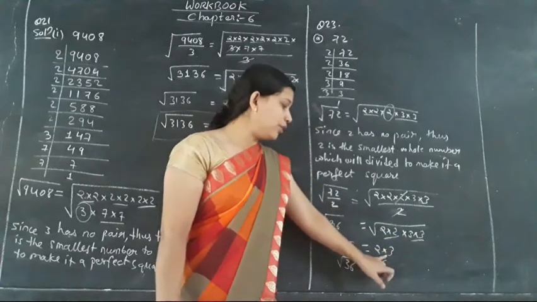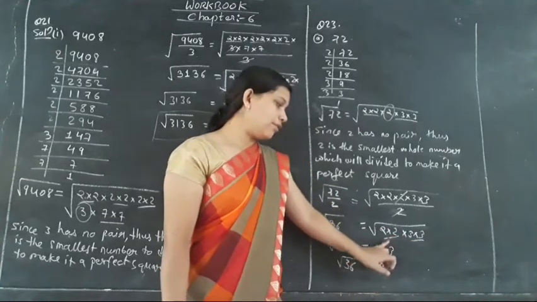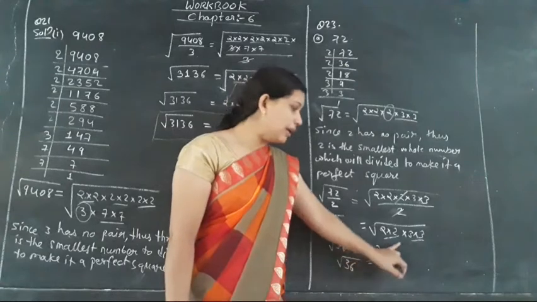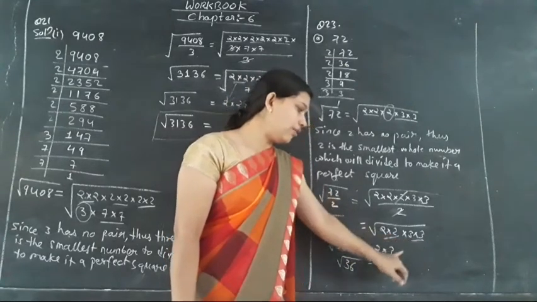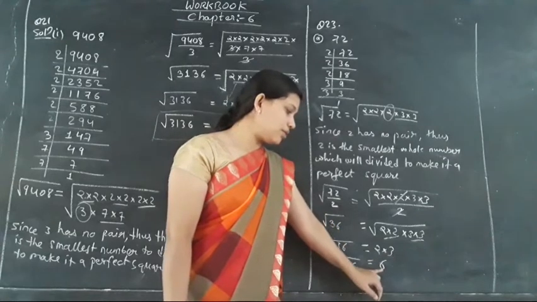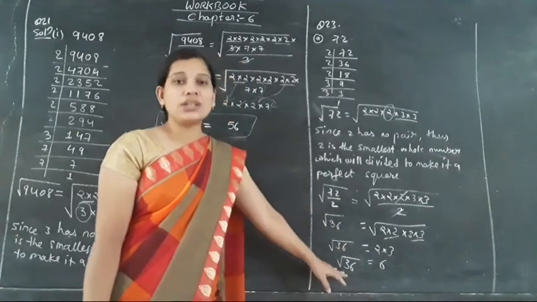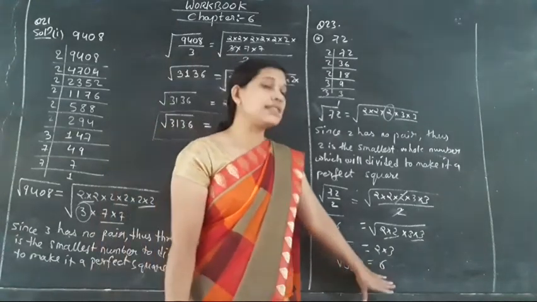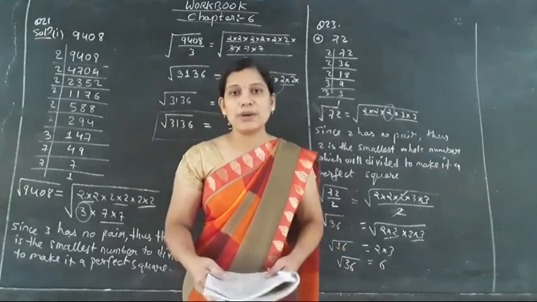So one of the 2s from the pair will come outside. Here also, among the pair of 3s, one of the 3s will come outside, isn't it? So 2 into 3 will be equal to 6. Hence we can say that the square root of 36 is 6. Hence 36 is a perfect square.